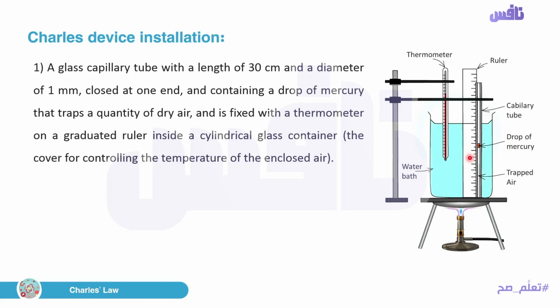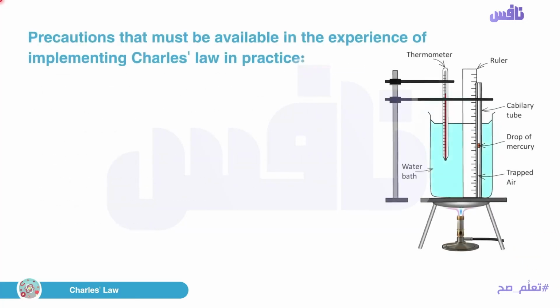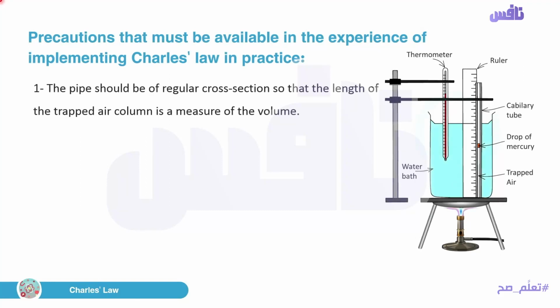So the function of the glass container is to control the temperature. Number 2, two pipes, an upper one for entering water vapor, and a lower one for exiting water vapor. Then two rubber stoppers. The pipe should be of regular cross section.